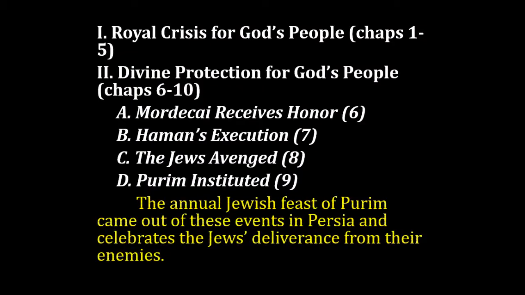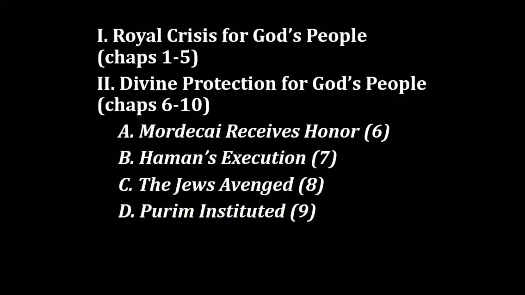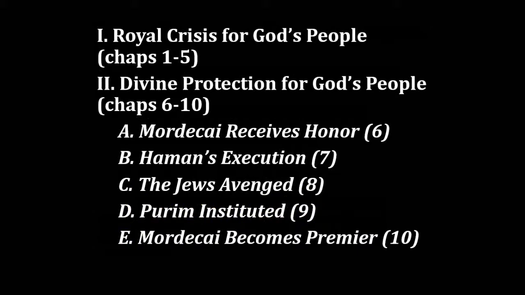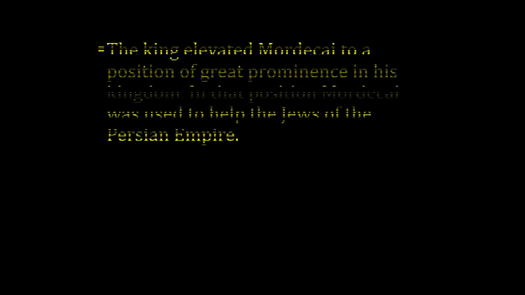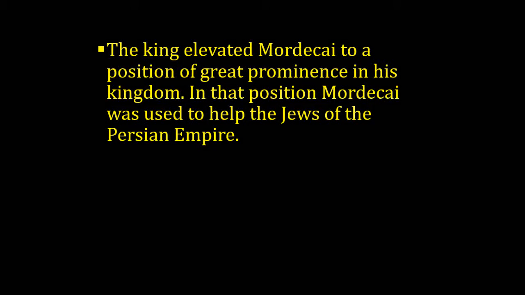And then chapter 9, we have Purim instituted, the annual Jewish feast of Purim, which came out of these events in Persia and celebrates the Jews' deliverance from their enemies. And then Mordecai becomes the premier in chapter 10. The king elevated Mordecai to a position of great prominence in his kingdom. In that position, Mordecai was used to help the Jews of the Persian Empire.